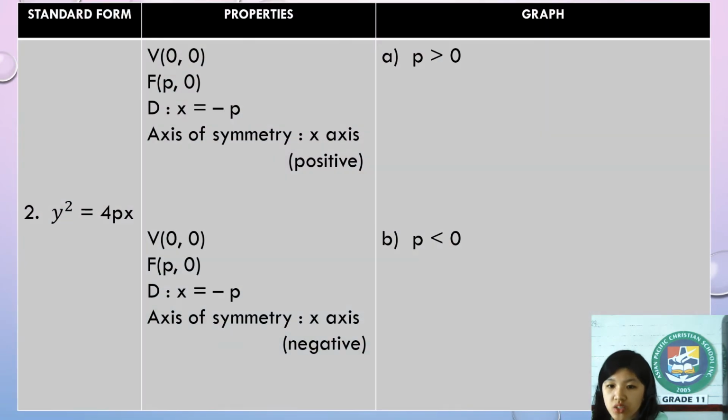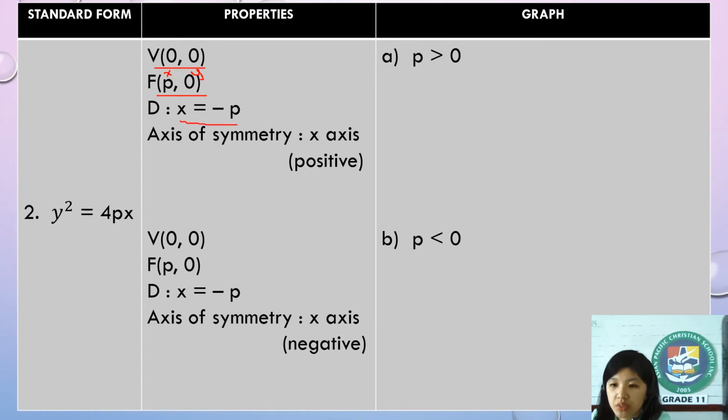Next, y squared is equal to 4px. Dito naman, same pa rin, origin. Then, the focus will be p, then 0. So, yung x, nasa x-axis na siya niyan, kasi ang x natin dito ay p, then ang y natin ay 0. Next, the directrix will be x is equal to negative p.